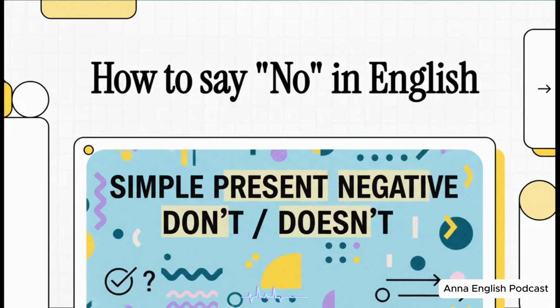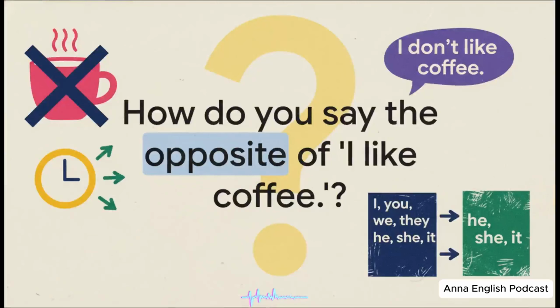Hey everyone, and welcome. Today we're going to dive into something that's super simple, but also really important for everyday English. How to say no the right way using two powerful little helper words. Okay, so you probably know how to say something like this. I like coffee. Easy, right? But what if you want to say the opposite? How would you do that?